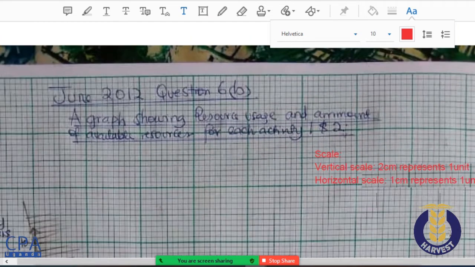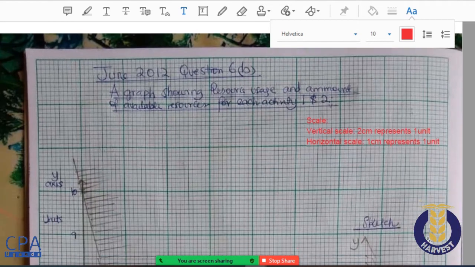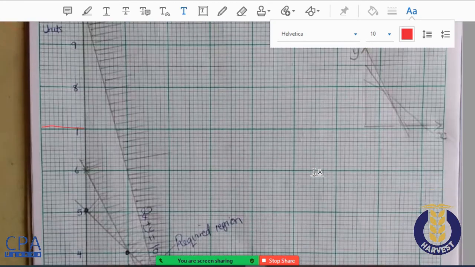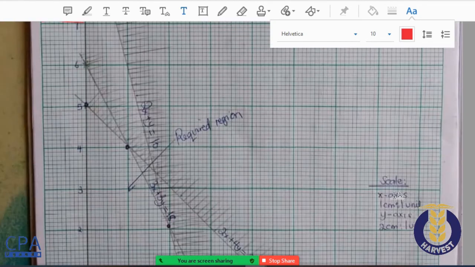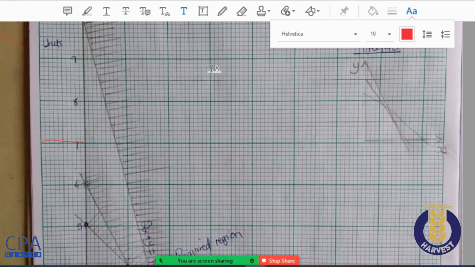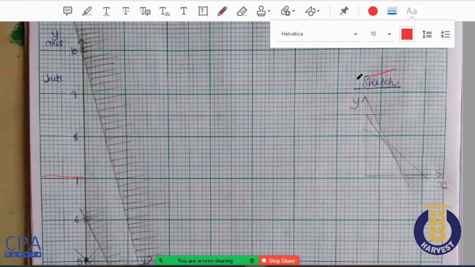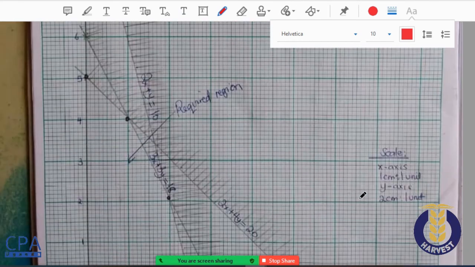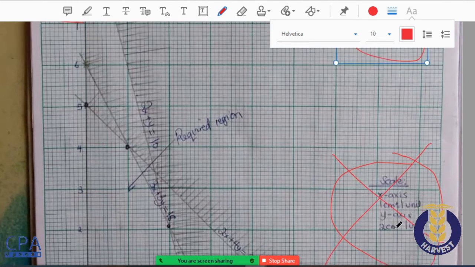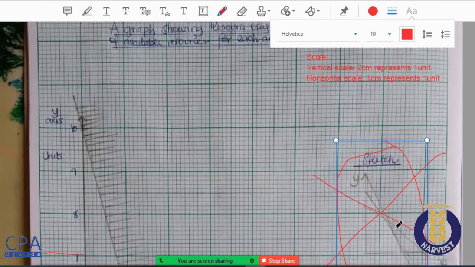Okay, so don't wisecrack the way this student is wisecracking. He's playing around with the graph. He's putting the scale here, then he's putting the sketch here. No, don't play around with the graph. This is clean work. Don't put this one here. Put it in the answer booklet. Then also the scale, don't put it here. Put it in the corner.